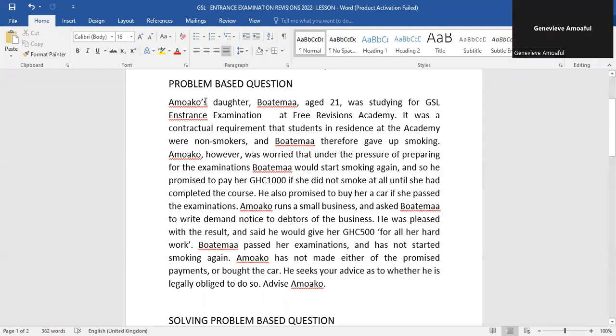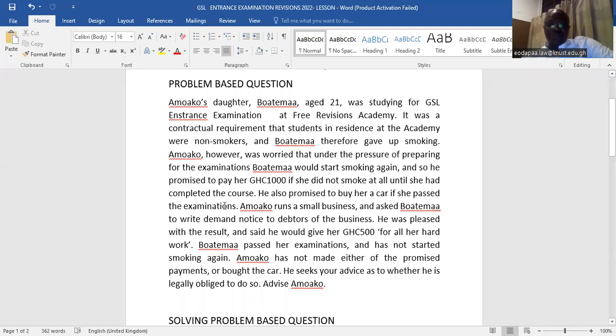So Doc, the first issue I would raise is whether or not Amoako's promise to pay Boatemaa 1,000 Ghana cedis if she did not smoke again until she had completed the course constituted the creation of a legal relation. Okay, good. But instead of putting it that way, if you are trying to raise intention to create a legal relation, I think that's where we are coming from, isn't it? All right, we take it for now.